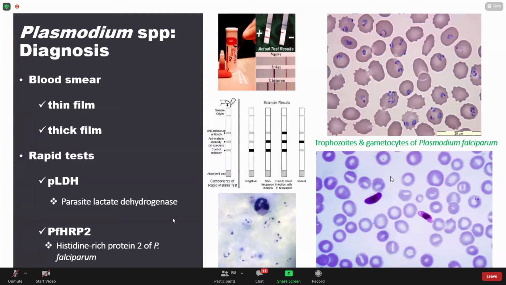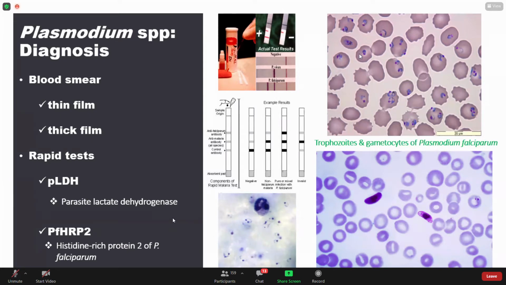These smears that are on the right, the upper and the lower right micrographs, they are showing thin film preparation because we can see the red blood cells in the film. Whereas the micrograph in the middle, the lower micrograph in the middle, shows a thick preparation because the red cells have been mechanically destroyed. Okay?